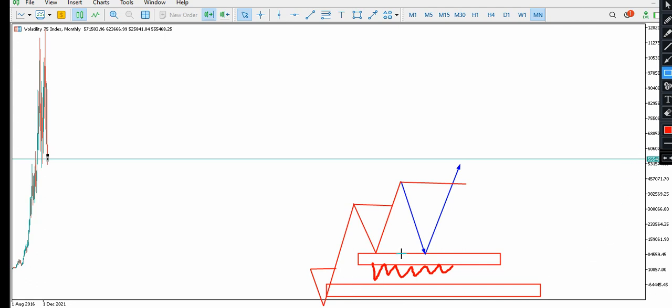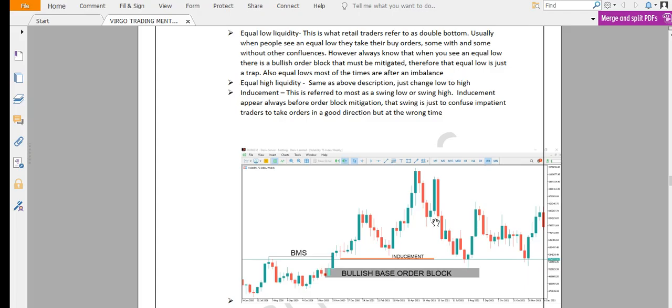So now this is double bottom 1 2, and then you already bought, but you are ignoring this order block down here. So what the market makers will do, they'll push the price further down to take out the liquidity that's resting down here, to mitigate this order block, and then after that push the price up. This is what we mean by equal low liquidity. Do not trust this as a buy. This is just a trap, right? I think you got that.